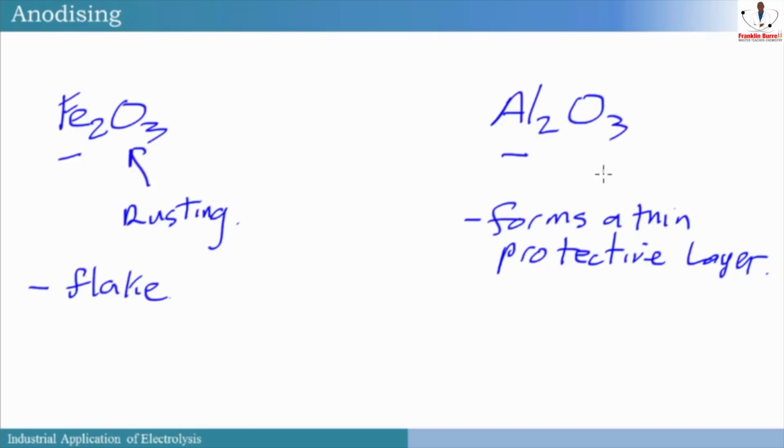and protects it. So the difference between the two is in the type of oxide that is produced and the flakiness that will occur in the oxide, exposing the metal in the case of iron, while the oxide of aluminum forms a thin protective layer around the aluminum, preventing any other form of corrosion from taking place.